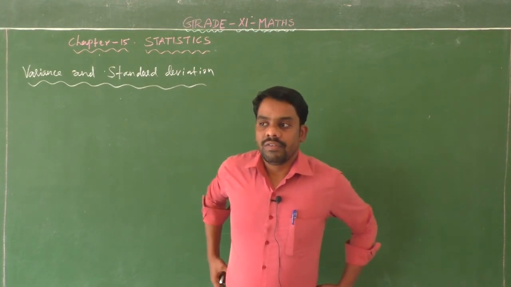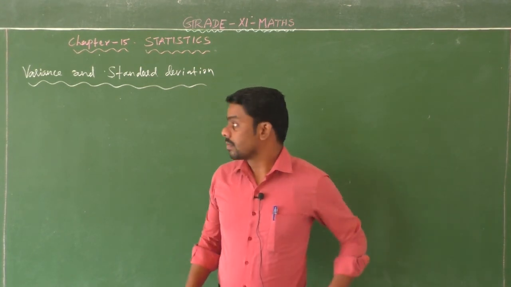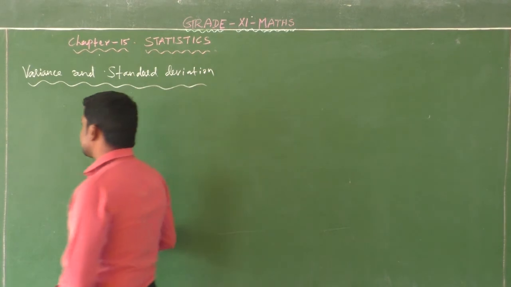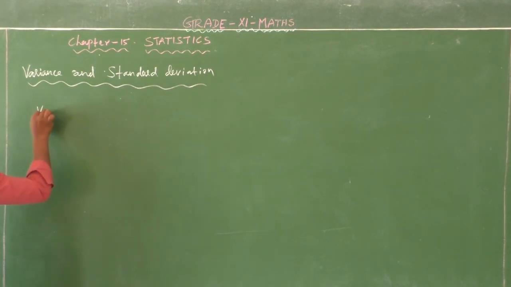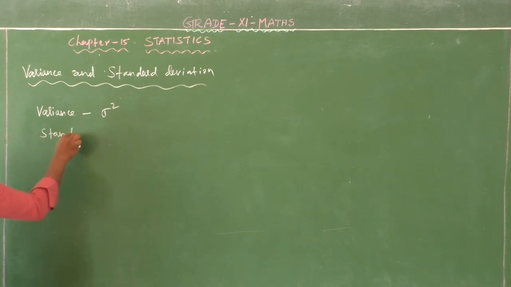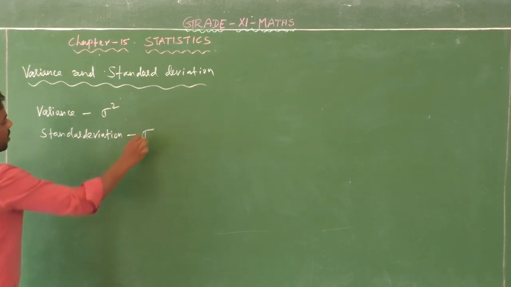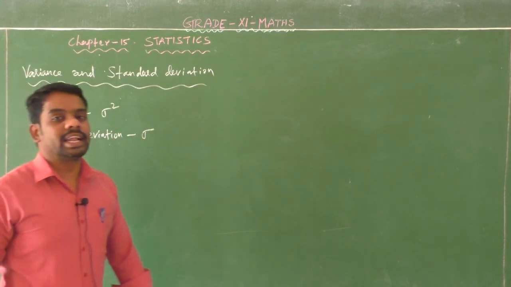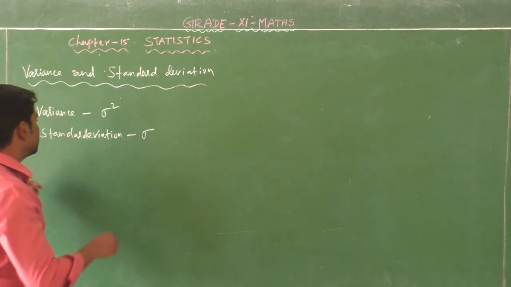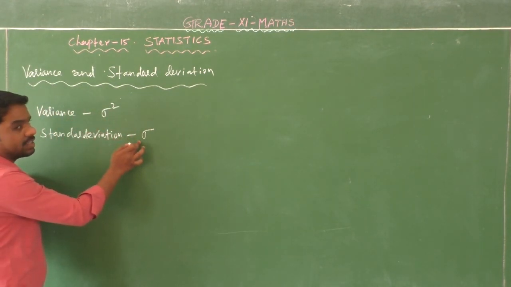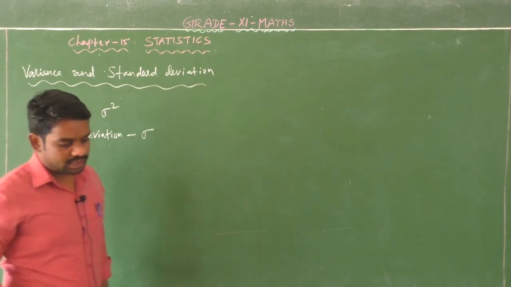Listen, variance and standard deviation. Variance is denoted by sigma squared. Sigma squared is called variance, and standard deviation is called sigma. That is, the square root of variance is standard deviation. So sigma squared is called variance and sigma is called standard deviation.